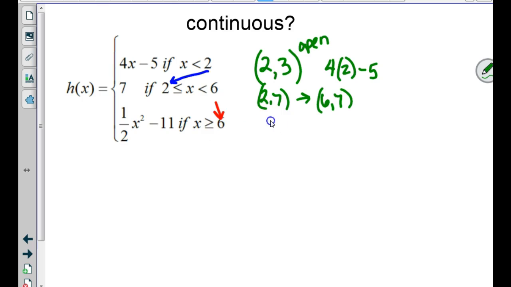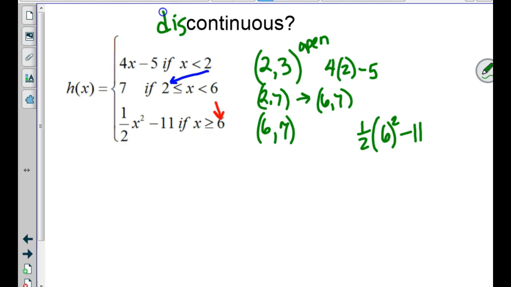This one starts at 6. And if we put a 6 in, what's half of 6 squared, guys? So it'd be 36. Half that would be 18 minus 11 would be 7. So this parabola picks up at 6, 7. Is that the same place this one left off? Okay, that means it's continuous there. There's no jump. So this probably should have said, where is it discontinuous? And what x value makes it discontinuous? Yeah, at x equals 2 is where it's discontinuous.